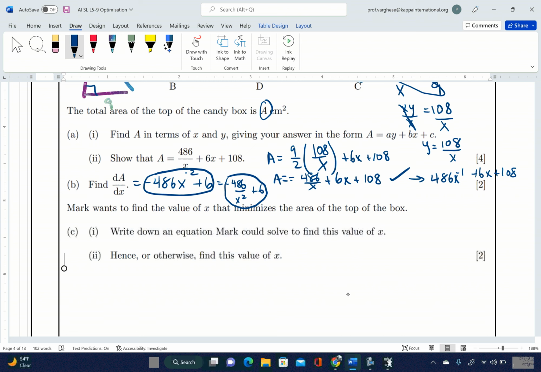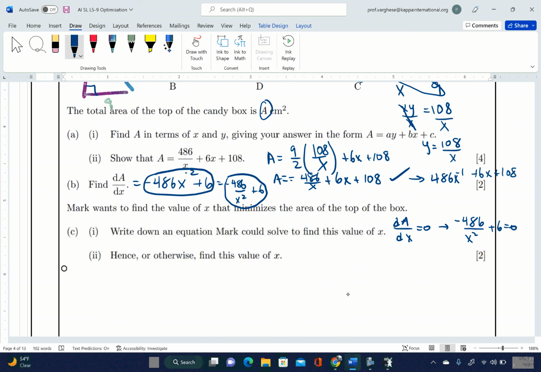Now Mark wants to do something crazy. He wants to minimize the area of the top box. Okay, so for part C1, we're going to write down an equation that he could solve. So he could take the derivative, which is dA/dx, and he could set it equal to 0. If you wanted to substitute what that is, you could write negative 486 over x squared plus 6 is equal to 0. You could write that down as well.